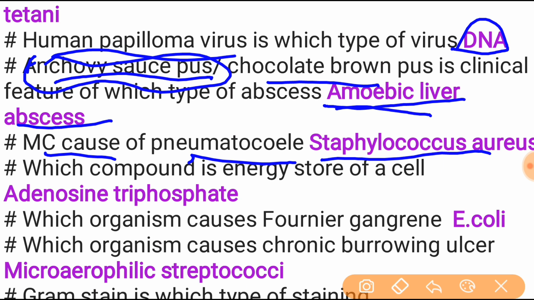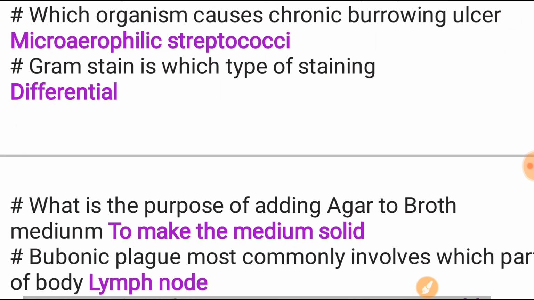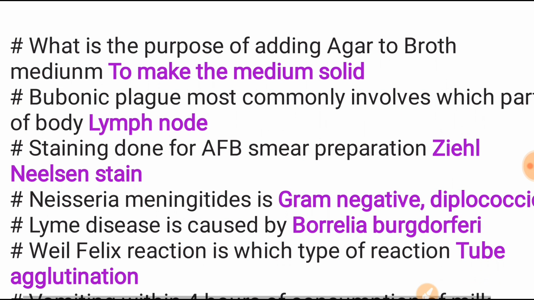Which compound is the energy store of the cell? You have already known, ATP. Which organism causes Fournier gangrene? It will be E. coli. Fournier gangrene is gangrene in which part? That means scrotum. Which organism causes chronic burrowing ulcer? It is microaerophilic streptococci. Next is, Gram stain is which type of staining? Gram staining is a type of differential staining.